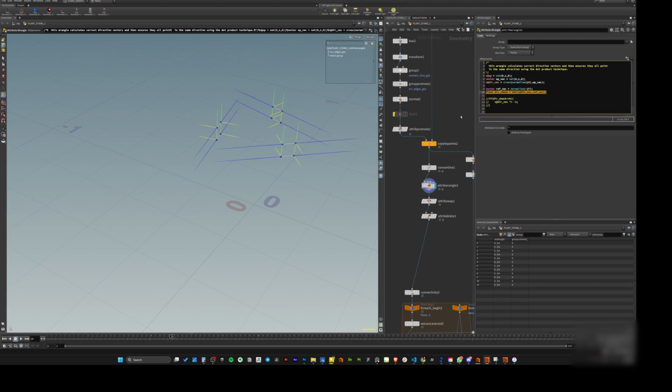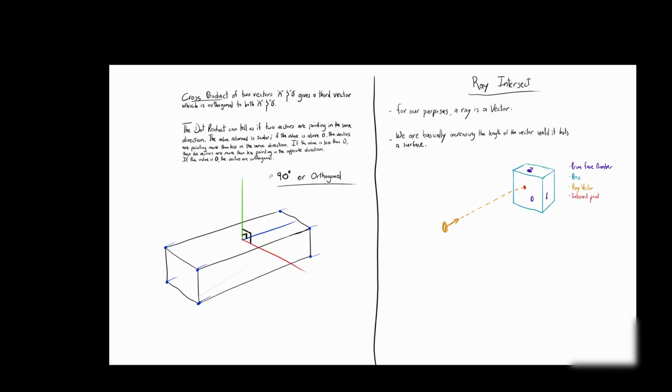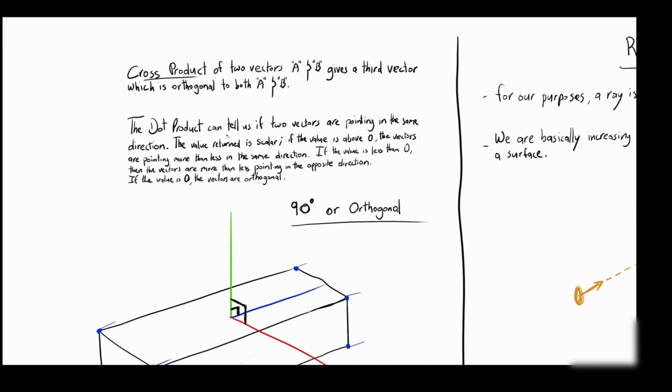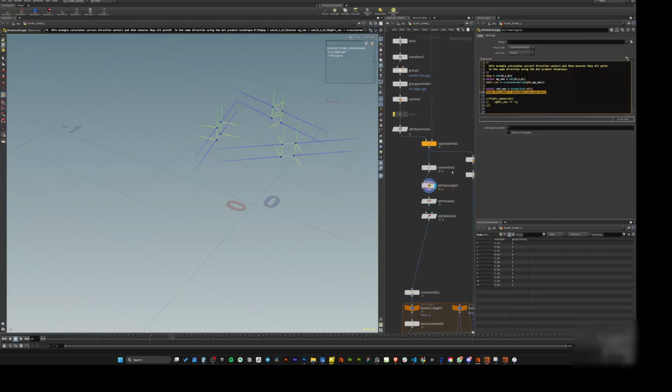What the dot product will essentially tell us, if we jump back to this Photoshop drawing here, is whether two vectors are pointing in the same direction. The value returned is a scalar. If the value is above 0, the vectors are pointing more or less in the same direction. If the value is less than 0, then the vectors are pointing more or less in the opposite direction. And if the value is 0, then the vectors are orthogonal to each other. And just remember, orthogonal simply means 90 degrees to each other. So again, let's jump back into Houdini.